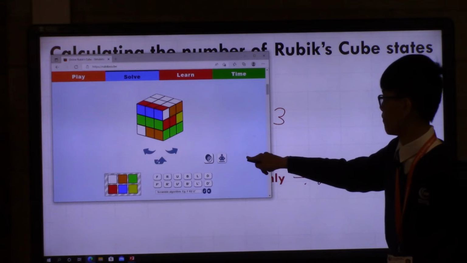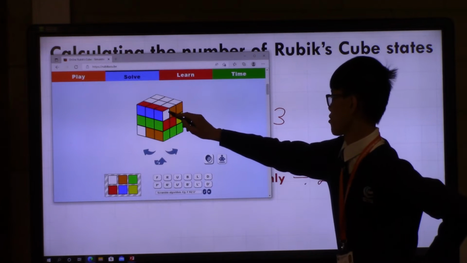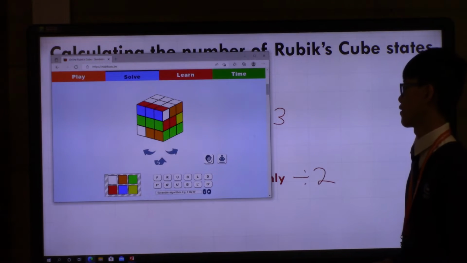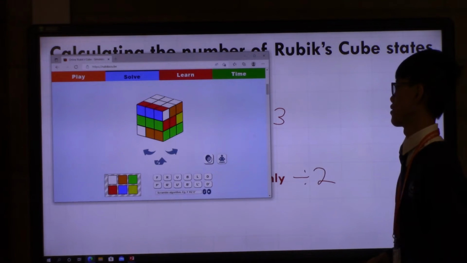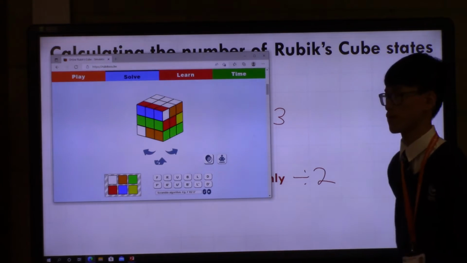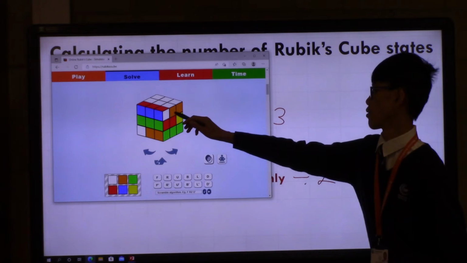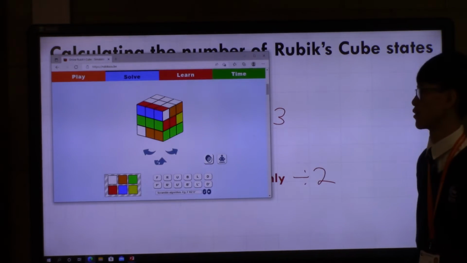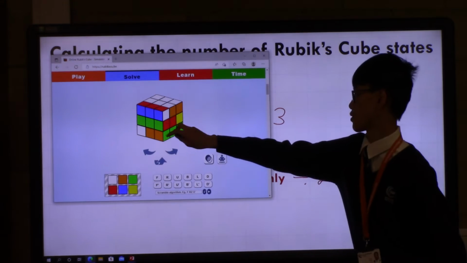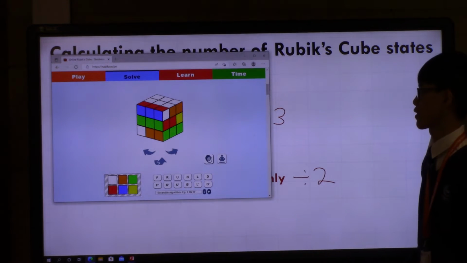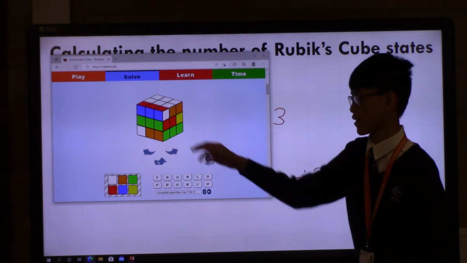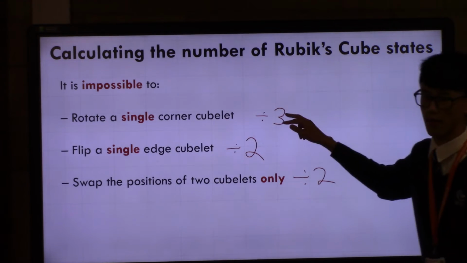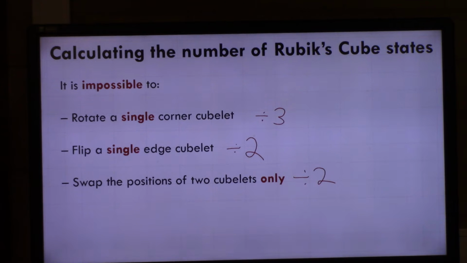There you go. Okay. If we were to rotate this cubelet either left or right, then this cube would be solvable. And if you rotate it the other direction, that would be the same. So only a third of the possible combinations and arrangements of the cubelets would work. Same for the edge cubelets. If we flip this edge cubelet around to the reds that side and the greens that side, this cube wouldn't be solvable. So that's why we divide by 3, 2 and 2 in there, bottom.